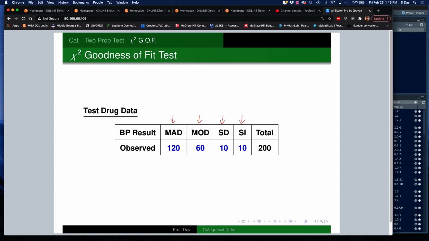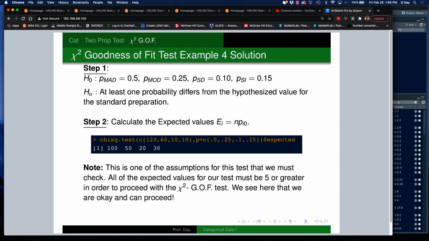But we need to test to see if it's any different from the other drug. So what we're going to do here, step one, usually in this course, is state the null and alternative hypothesis. The H0 here is just me listing those probabilities for each of the categories that were given to us, the theoretical probabilities. So I've got the probability of a marked decrease is 0.5.